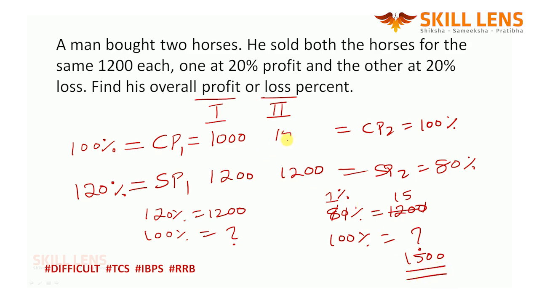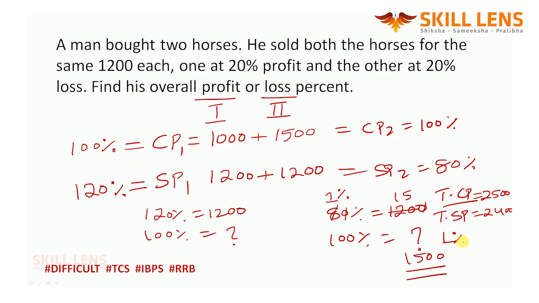So can I conclude? The second article's cost price is going to be 1500. So guys, the point is this. You have to calculate your cost prices. You got your cost price and you got your selling price. Can I say the total cost price is going to be 1000 plus 1500? The total CP is going to be 2500. What about the total SP? The total SP is going to be 2400.